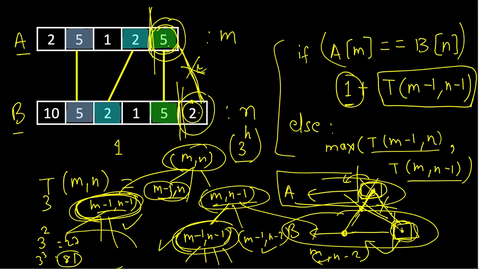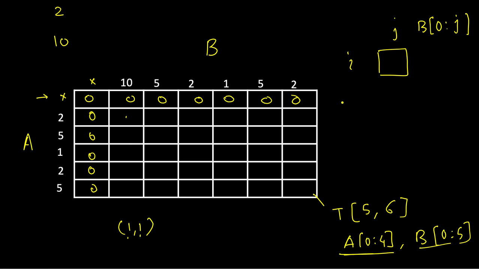And let's take help of this recursion here, that if these are same, then we need 1 plus T m minus 1 n minus 1. So let me write it here again. If these are same, then T m n is equal to 1 plus T m minus 1 n minus 1, or better write it as dp to denote dynamic programming.